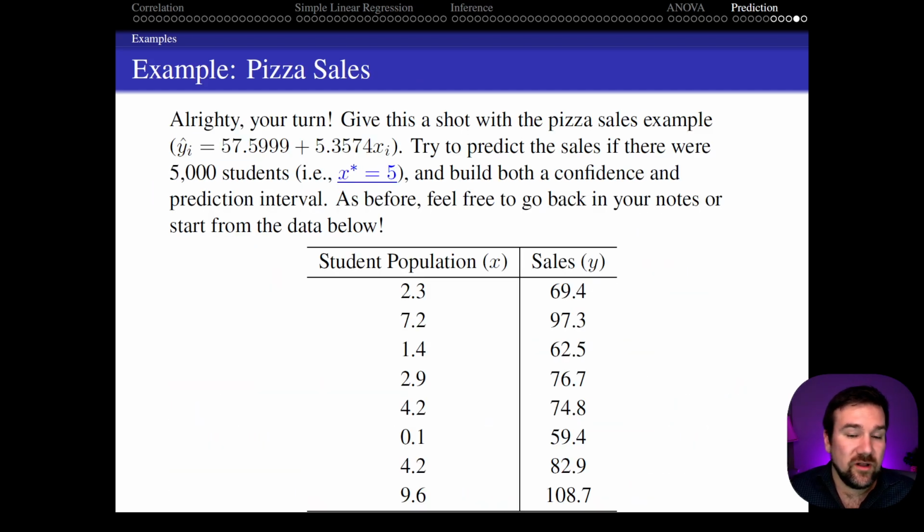All right, team. Well, it's your turn. So go on and give this a shot with your example. Again, as before with everything, feel free to go back in your notes or rebuild. Go on and pause the video, give this one a shot, build the confidence interval for prediction and the prediction interval for prediction with X star equals 5. Pause the video, give it a shot, and I'll see you on the other side.